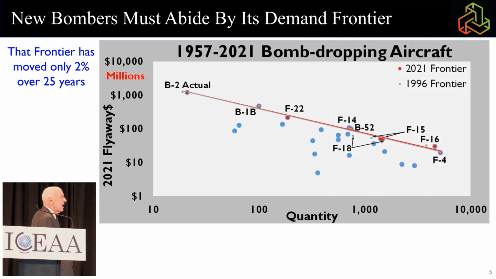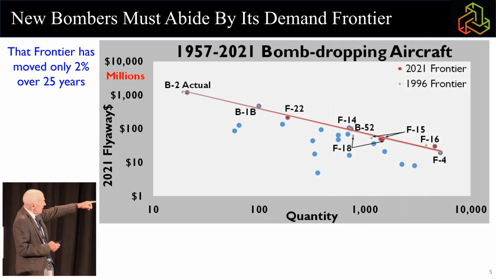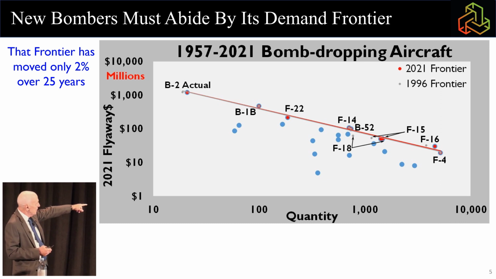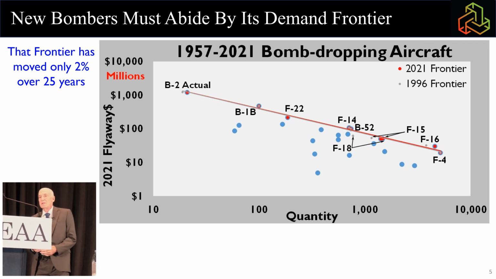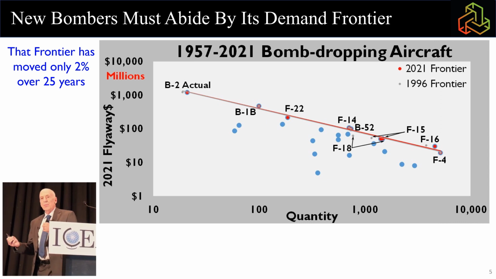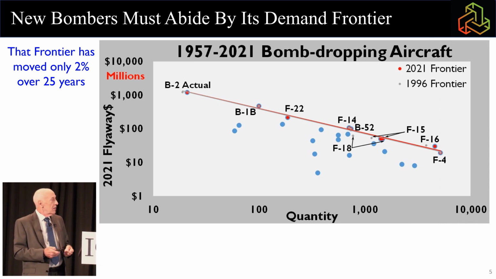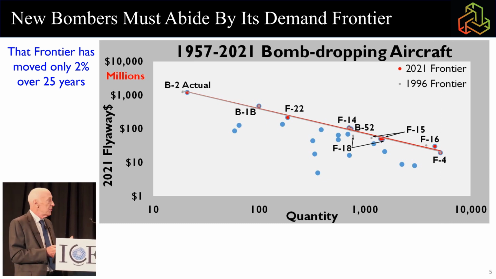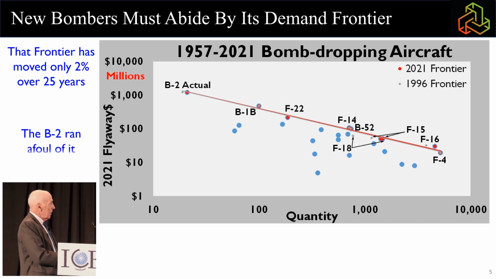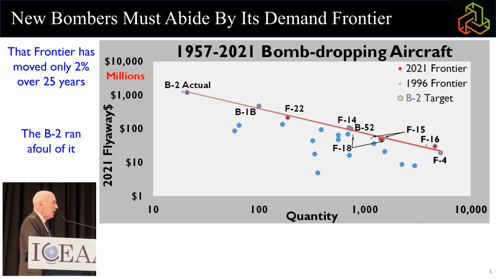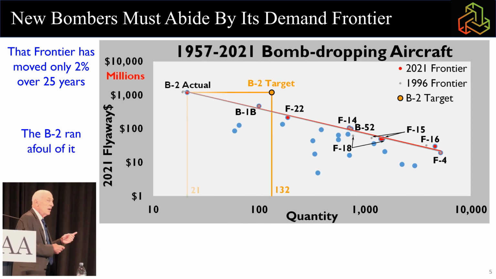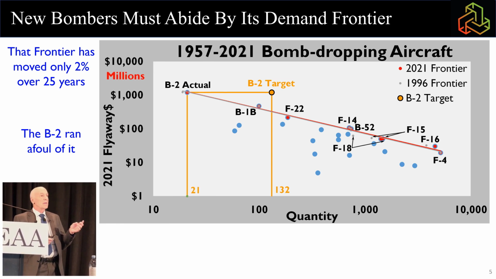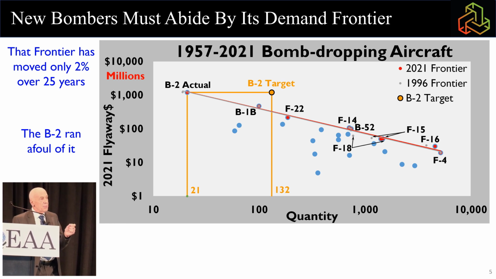In fighter, bomber, and attack aircraft, in 1996, there was a frontier formed by the planes that you see here. And 25 years later, it had only moved 2%. Well, what's the implication of that for programs that are going to try to be in this field here? Well, the B-2, some of you know, ran afoul of this. They targeted 132 vehicles and they ended up getting 21 because they didn't understand that they had a price limit.